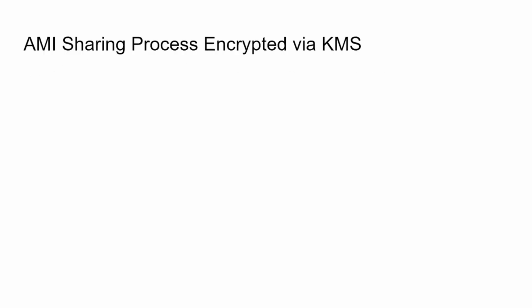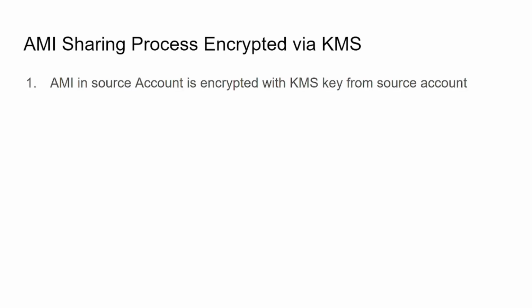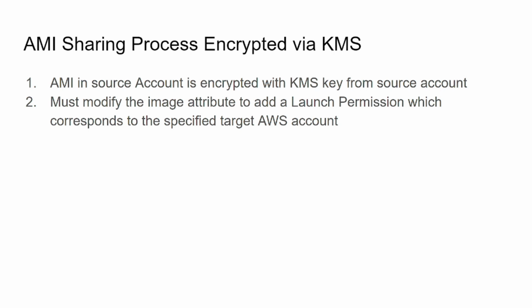Okay. Then AMI sharing process encrypted via KMS. This is around the process to share an AMI with another account, and the AMI has been encrypted with a KMS key. So the AMI is in your source account and it's encrypted with your KMS key. So how do you launch an EC2 instance in account B from the AMI in account A? First you must modify the AMI property with a launch permission, and the launch permission allows account B to launch this AMI. So effectively this is how you share an AMI. You must modify the launch permissions and add the target account ID.